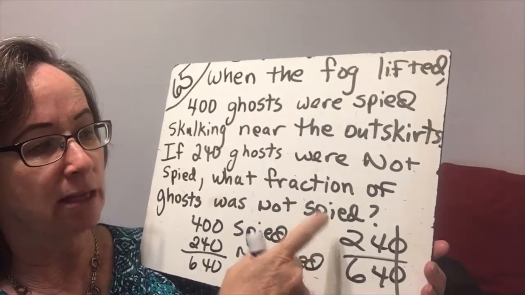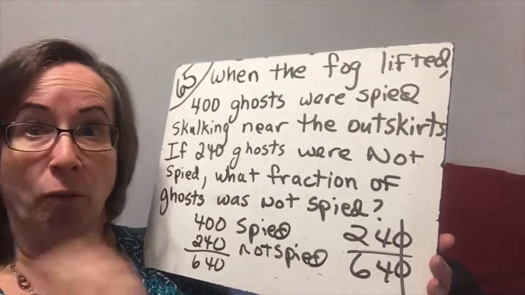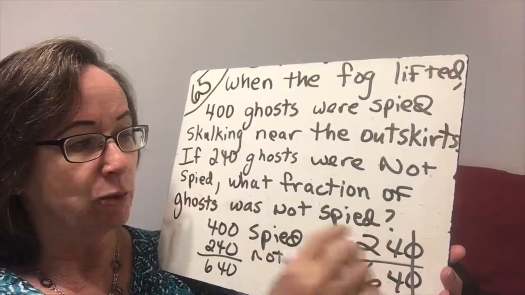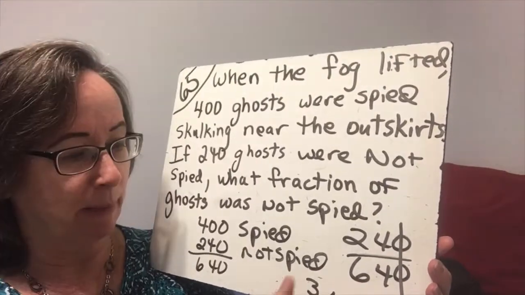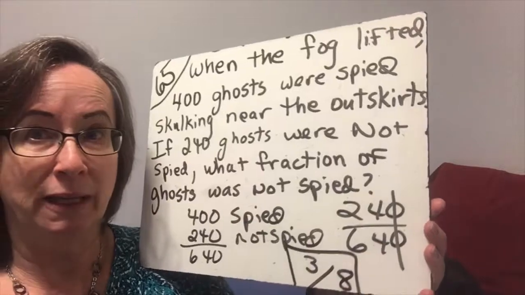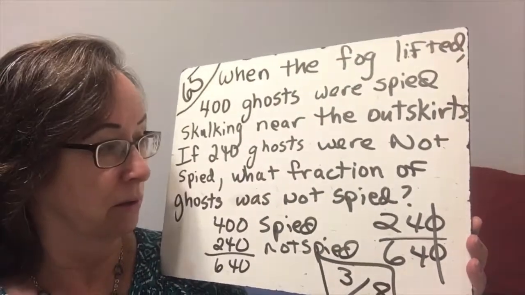What if we divide the top and the bottom by 4? I can do that pretty quickly. What if we divide the top and the bottom by 8? That works. So 24 divided by 8 is 3, and 64 divided by 8 is 8. And the answer is 3/8 of the total number of ghosts were not spied.